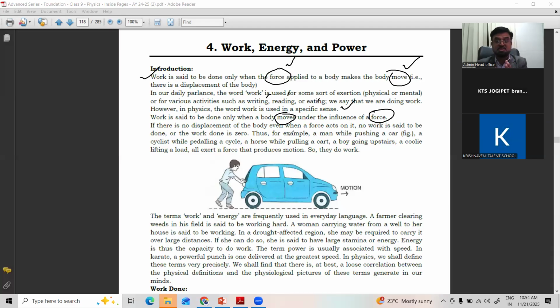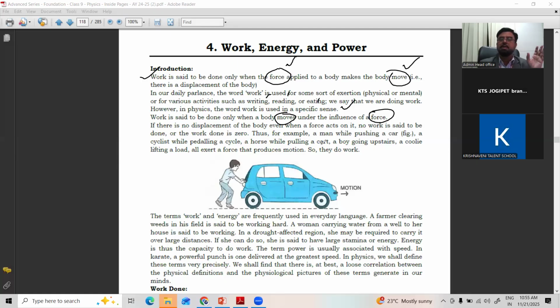In case of physics, the work is said to be done only when the body moves. Right? So if there is no displacement of the body, even when the force acts on it, no work is said to be done. Or the work done is zero.